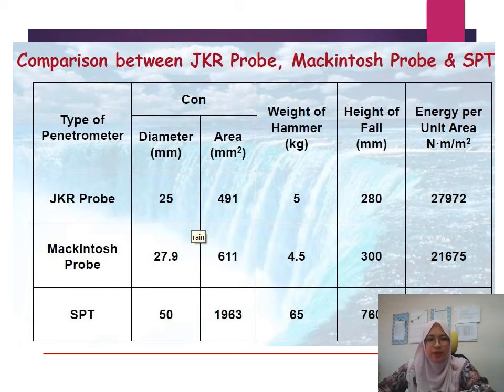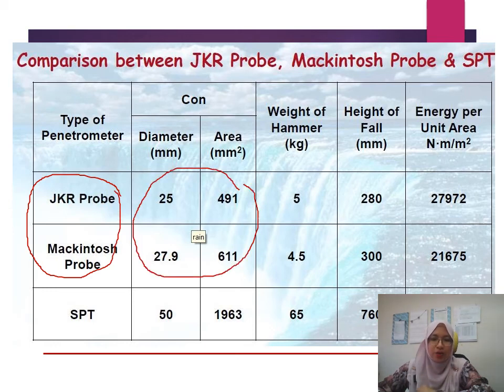This table is the comparison between the JKR probe, Macintosh probe, and standard penetration test. For the JKR probe and Macintosh probe, the size of the cone is more or less the same. There is no big difference. The weight of the hammer is slightly different: JKR is around 5 kg, Macintosh is 4.5 kg, and the height of fall is slightly different, but the energy is more or less the same.